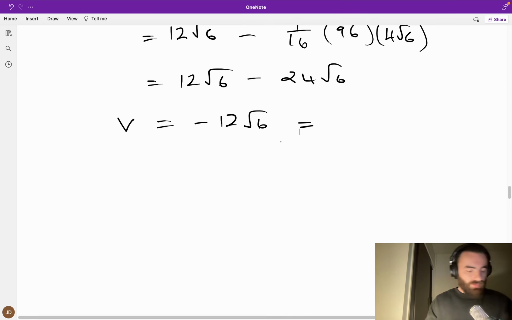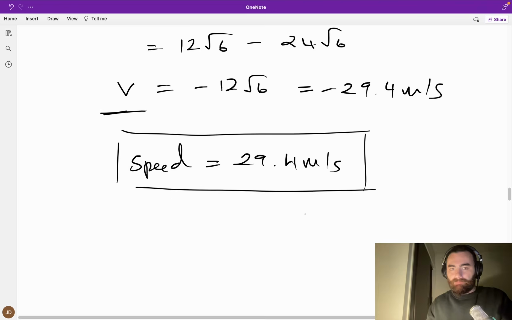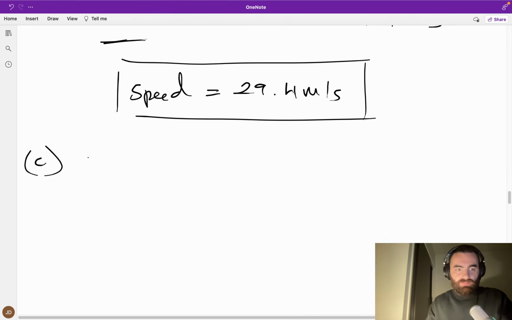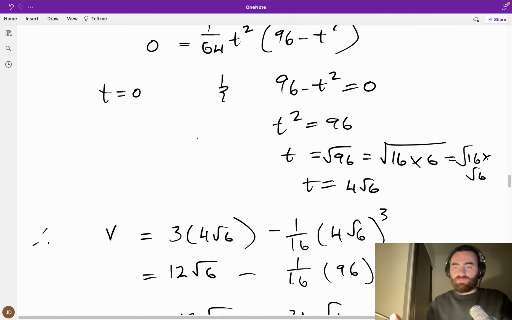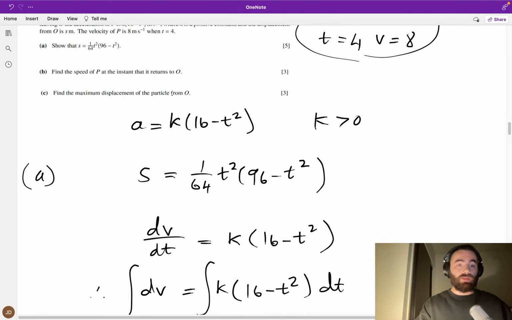So what is the velocity? Minus 12 times square root 6 is minus 29.4 meters per second. But that's the velocity, and it asks for the speed. So the speed when it returns to O is going to be 29.4 meters per second, right? Speed doesn't have direction, velocity does. Same with distance, it doesn't have direction, it's a magnitude, and displacement does. You can have a negative displacement depending on where you start.